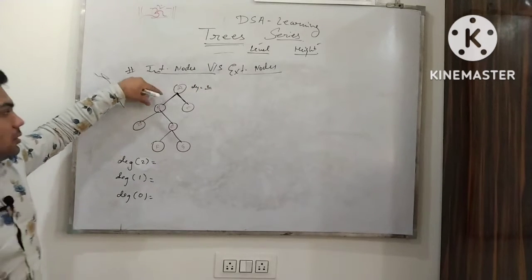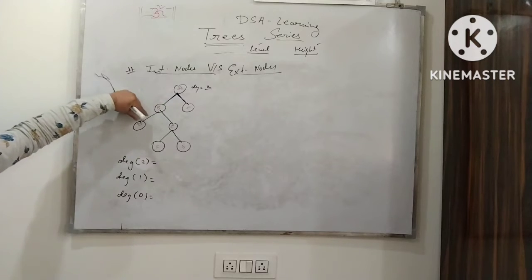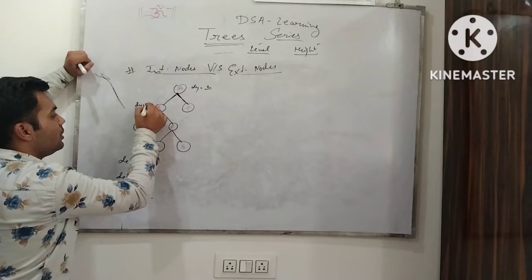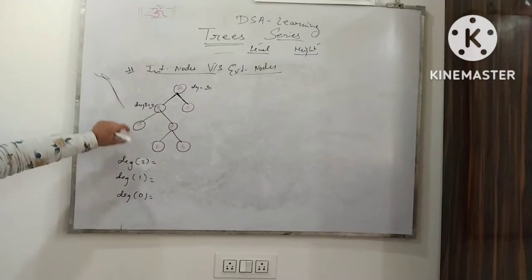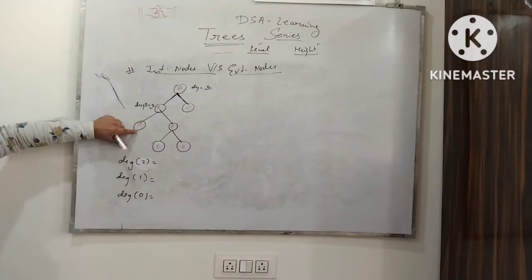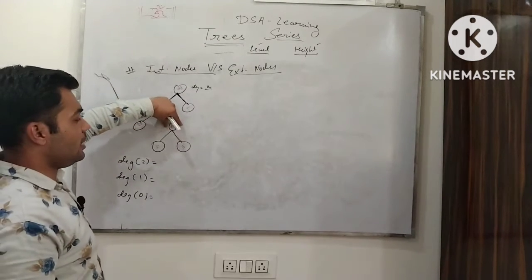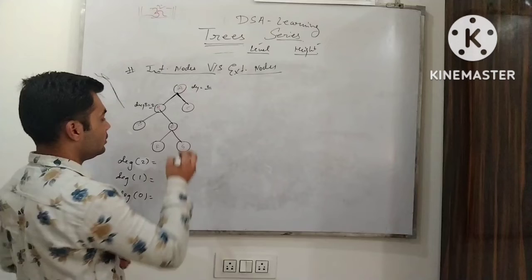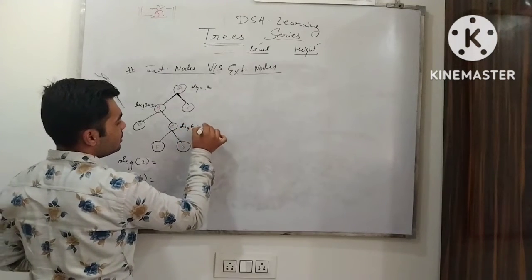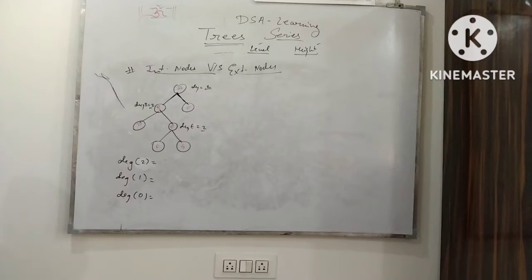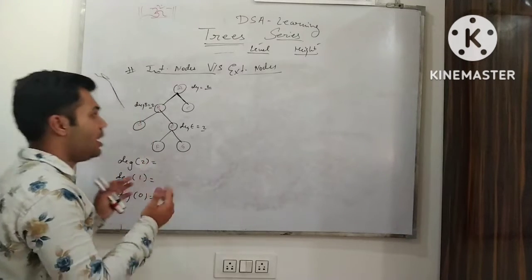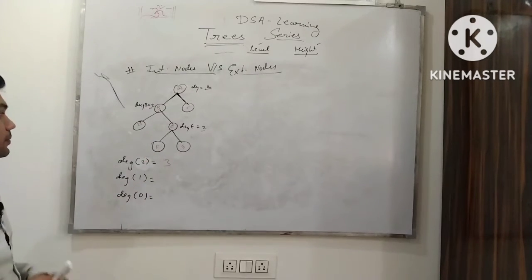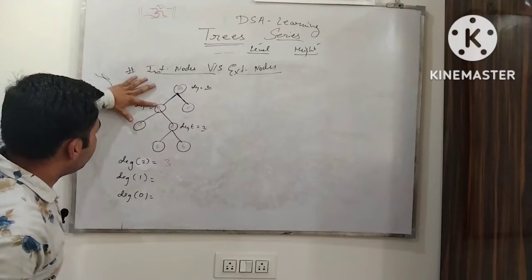Let's come to B. B has two further children, D and E. So what will be the degree of B? The degree of B is 2. Next, D. What's the degree? Does it have any further children? No. Does E have further children? Yes, F and G. E has two children, so the degree of E is 2. So how many nodes have degree 2 in this tree? 1, 2 and 3. So the answer is 3. Next, let's come to degree 1.